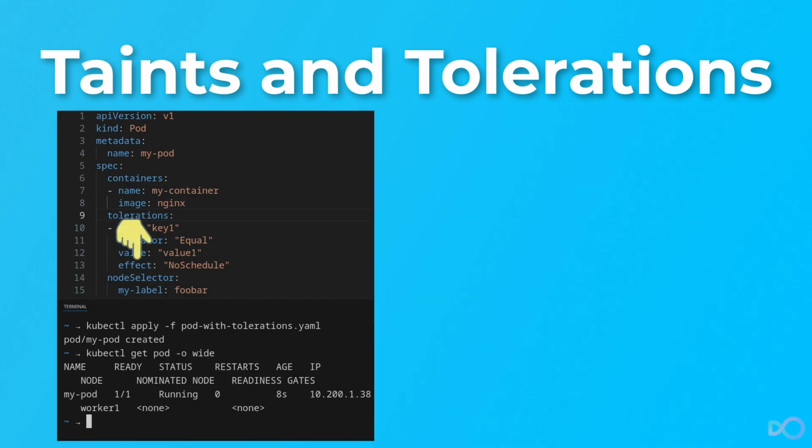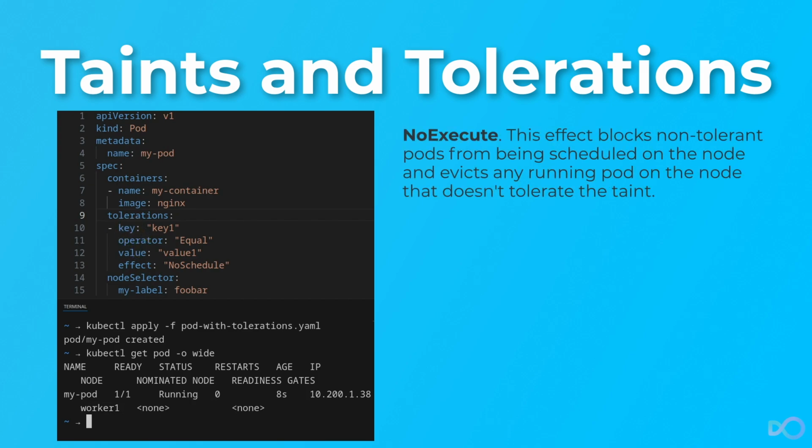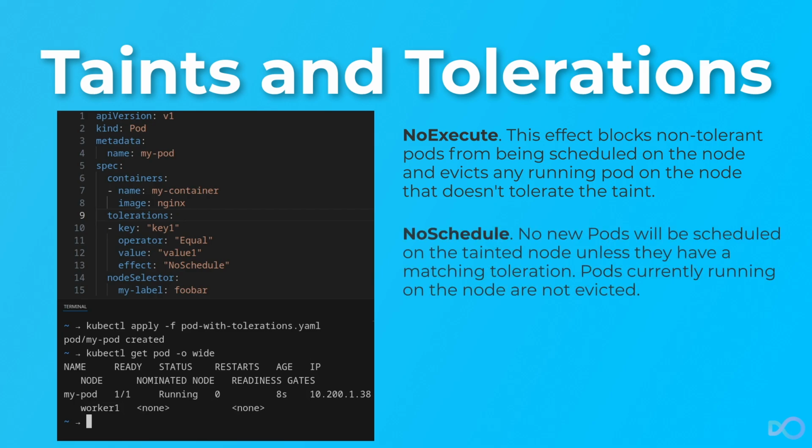As you noticed, there is an effect field in the toleration section. You can choose 3 options. NoExecute. This effect blocks non-tolerant pods from being scheduled on the node and evicts any running pod on the node that doesn't tolerate the taint. NoSchedule. No new pods will be scheduled on the tainted node unless they have a matching toleration. Pods currently running on the node are not evicted.